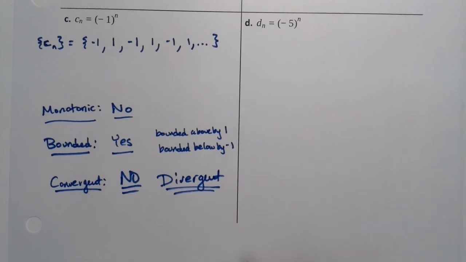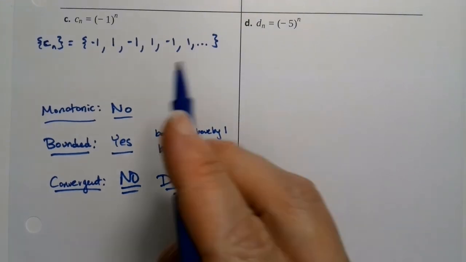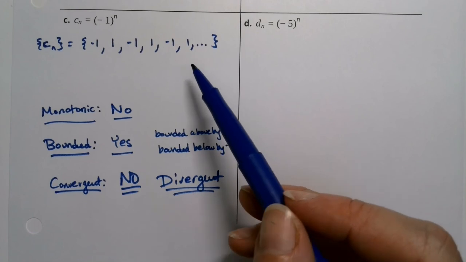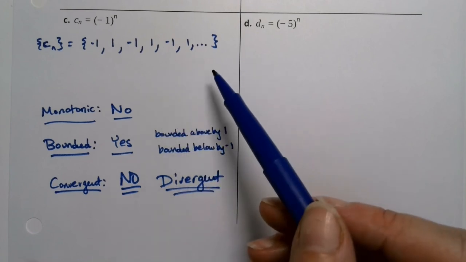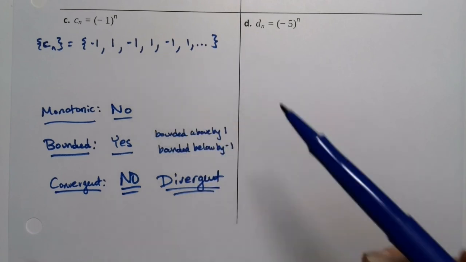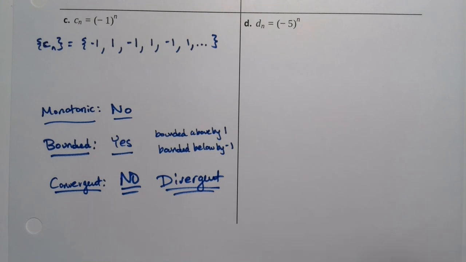It's divergent because it's not monotonic. It's just hopping around. It's not diverging to infinity, right? It just never gets anywhere in particular, right? Just bouncing between 1 and -1. All right, now what about D?